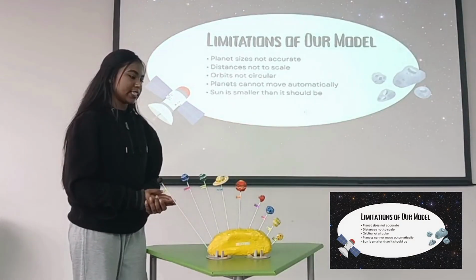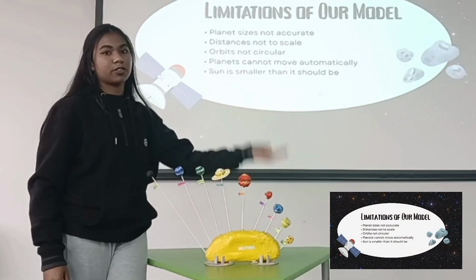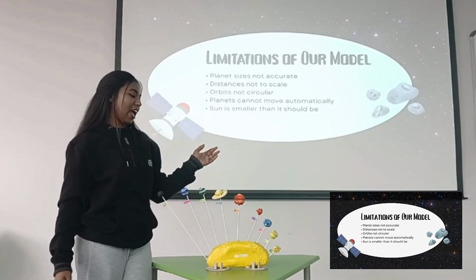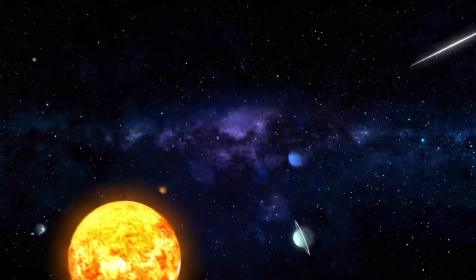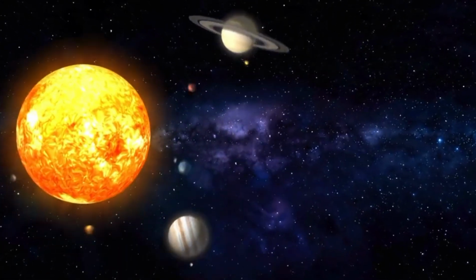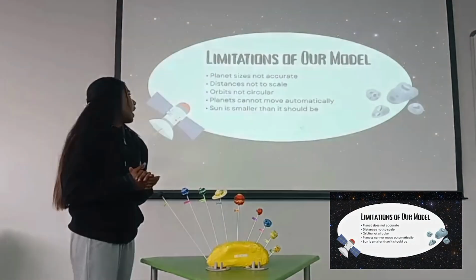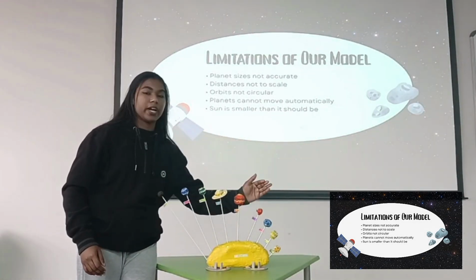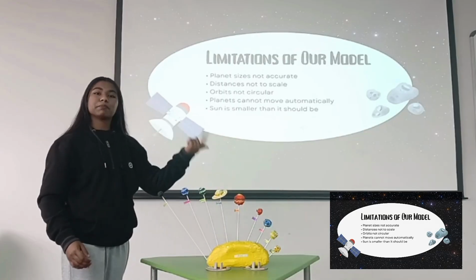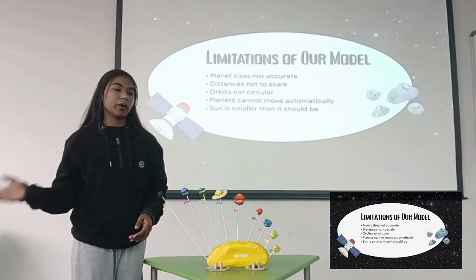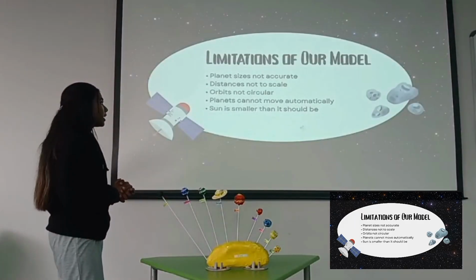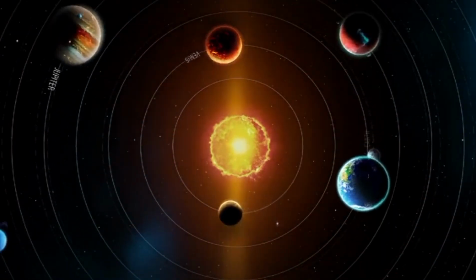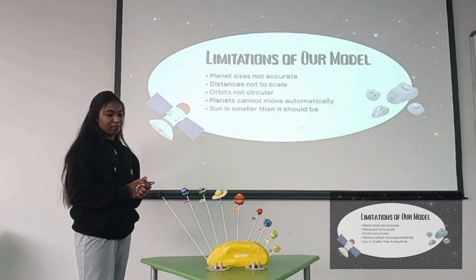Looking at our model, we can see that our planets are arranged from closest to the sun to the one that's furthest away from the sun. And it is not accurate in size or in distance, right? Our orbits are not circular. It is a gravitational pull where the planet that is closest to the sun spins faster than the planet that is away from the sun. The planets cannot move automatically, as I said, there is gravitational pull, and the sun is smaller than it should be.